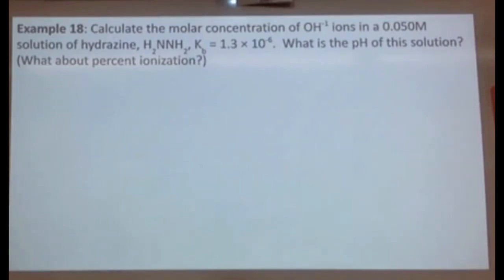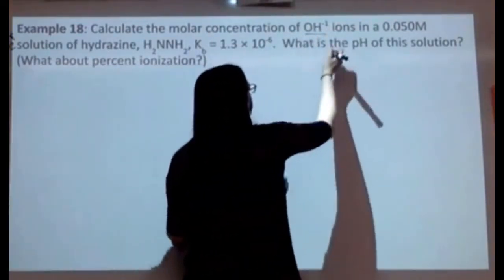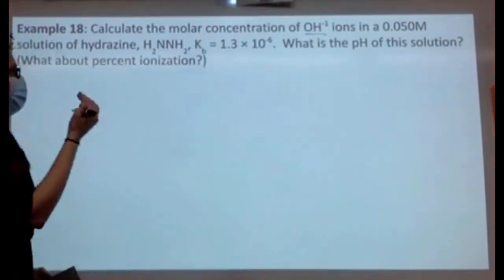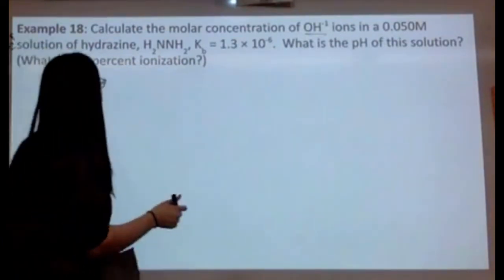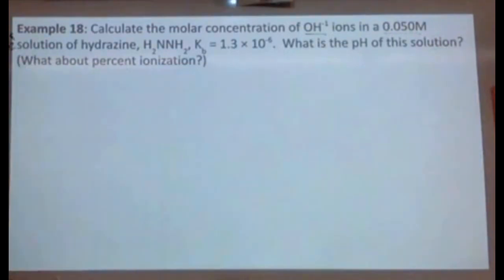So, for this example, example 18 is actually like numbers 31 and 32 on Mastering. So if you want to make yourself a note, 31 and 32 on Mastering. This is looking at a weak base. So in this example, it says calculate the molar concentration of OH minus ions. So my answer needs to be OH minus ions in a 0.050 molar solution of hydrazine.